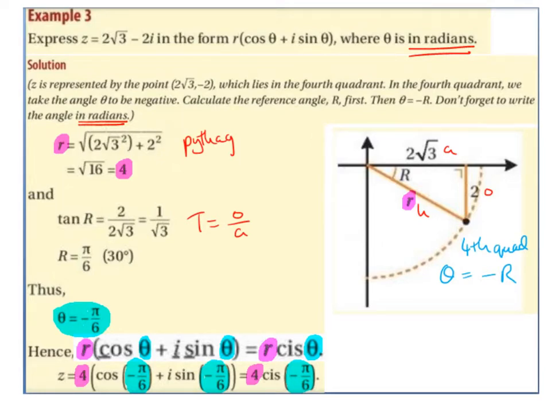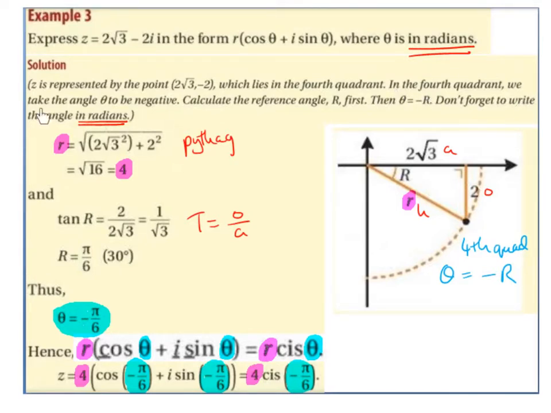Calculate the reference angle alpha first. So we calculate r using Pythagoras' theorem. So we have r equals the square root of 2 root 3 squared plus 2 squared, which is root 16, which is 4. So the hypotenuse of the triangle is 4. Then theta is equal to minus alpha.